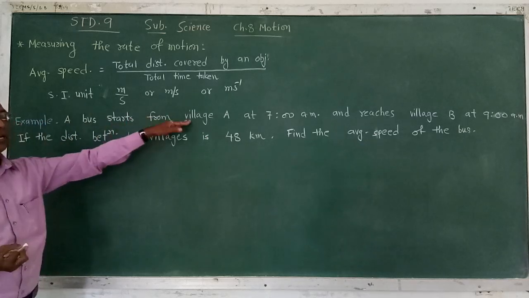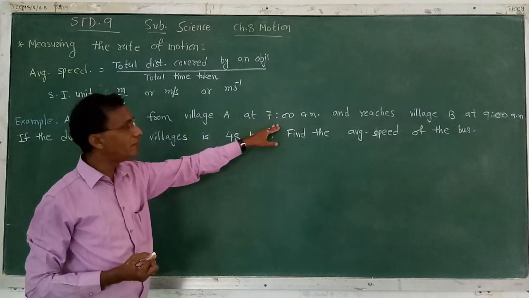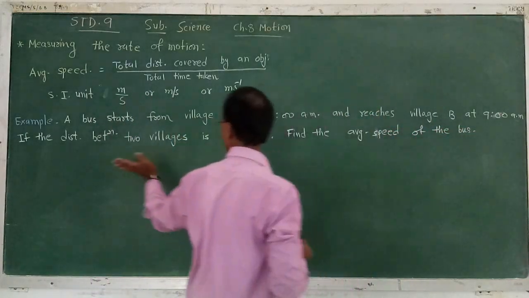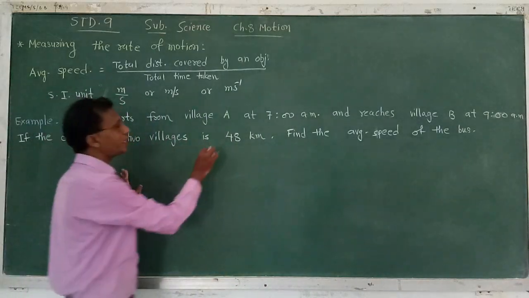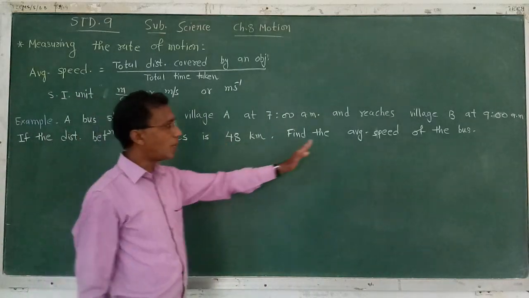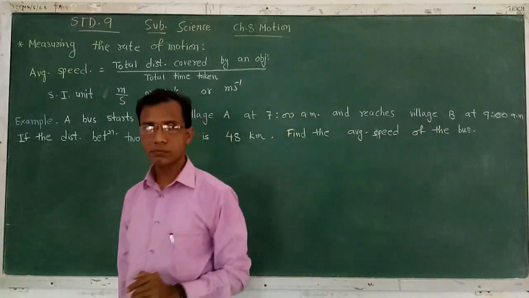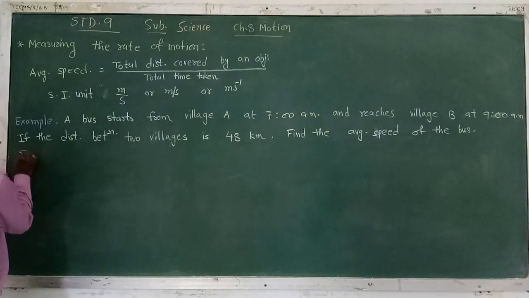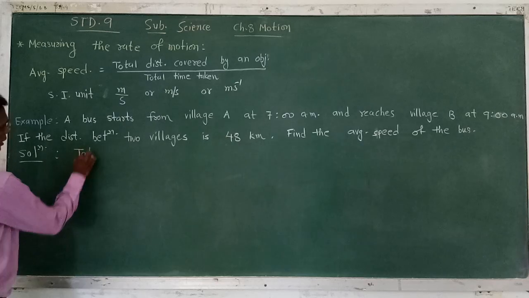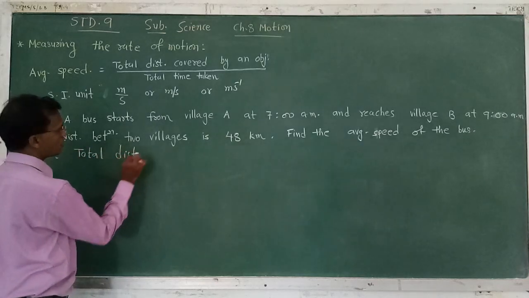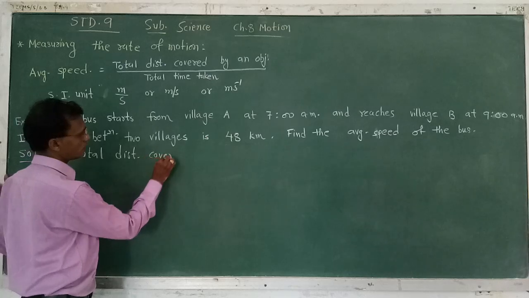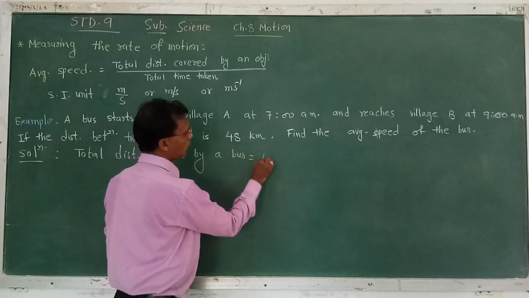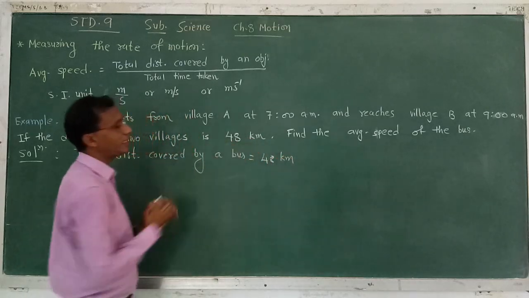Suppose a bus starts from village A at 7 o'clock in the morning and reaches village B at 9 o'clock. If the distance between the two villages is 48 kilometers, find out the average speed of the bus. So first we have to find the total distance. Solution. Total distance covered by the bus is equal to 48 kilometers. It is given, 48 kilometers.